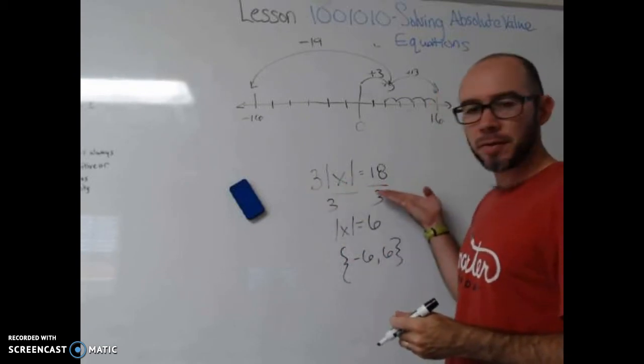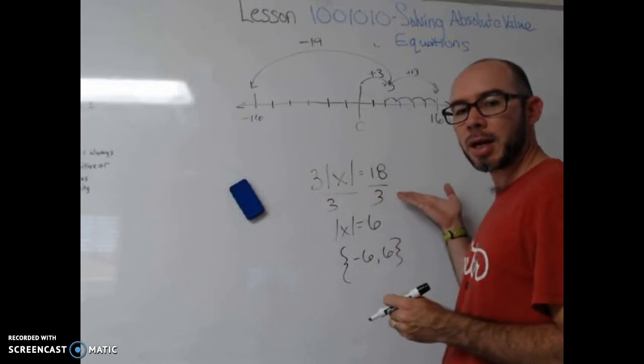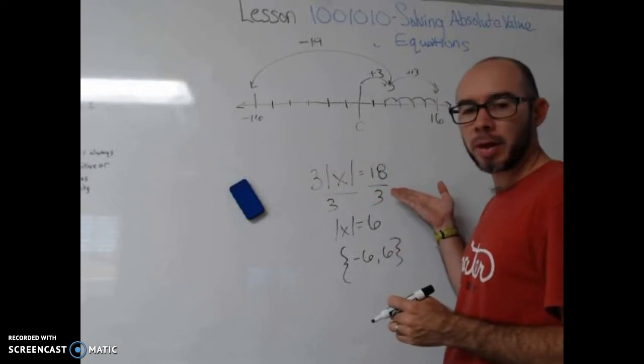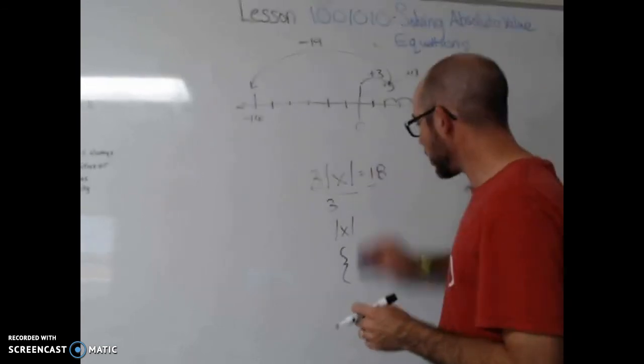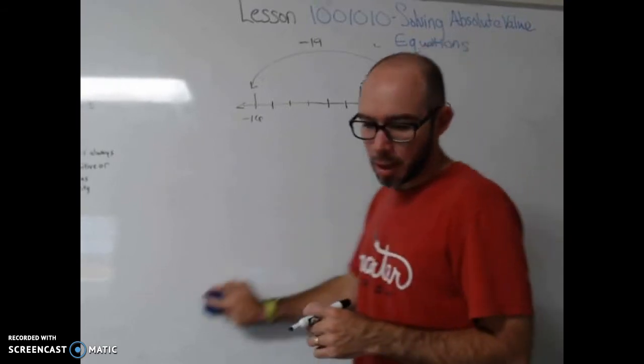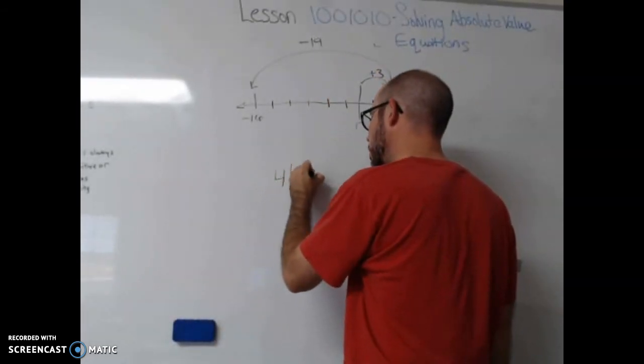But this was just a case of isolation. This was a case of moving everything else that's not inside the absolute value thing over to the other side and then solving. So that's a situation that you might come into. Or make it one bit harder than that.